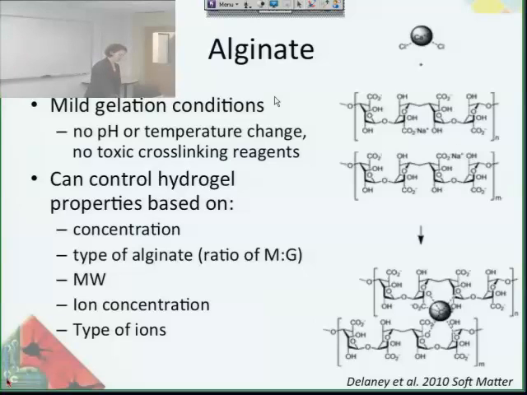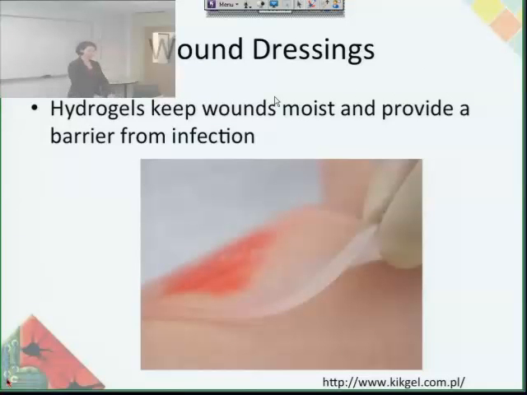So alginate is commonly used as a wound dressing, in burn wounds or for diabetic wounds or ulcers. They use hydrogels to keep the wound moist and provide a protective barrier against infection. So that's really just the physical properties of the hydrogels that make it useful there. Other than that, they're not really interacting with the skin at all.